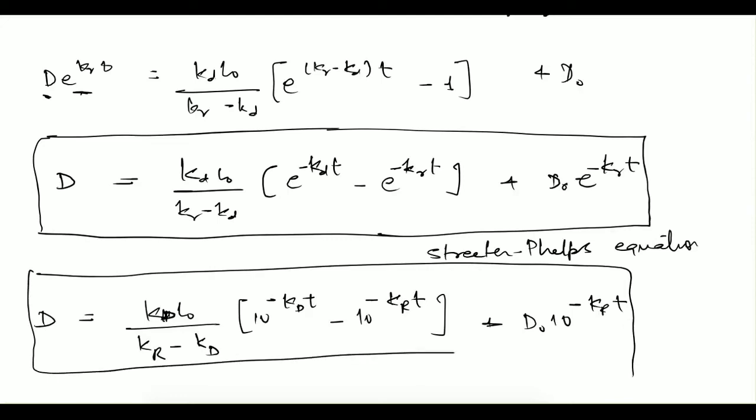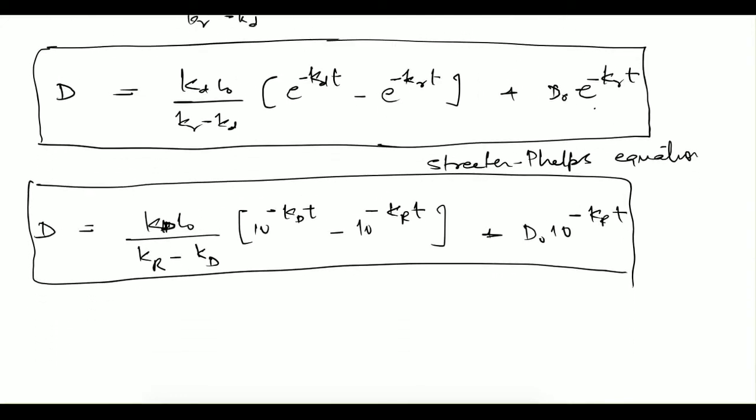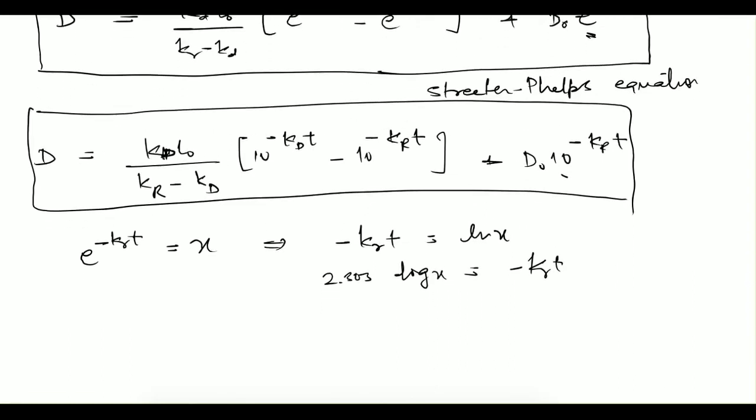So if you are interested in how we have changed e and 10, let's say e to the power minus kr into t is equal to x. Now we can say minus kr into t would be equal to ln x, and 2.303 log x would be equal to minus kr into t. From here, if you divide kr by 2.303, it would be equal to capital KR, that is for base 10. That's how we have done it in the BOD also.